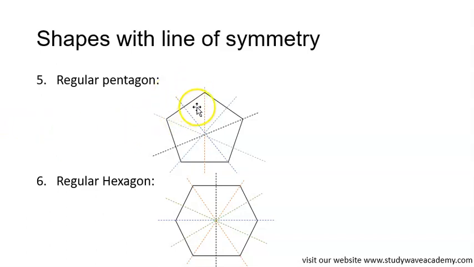What shape is this called? This is called a pentagon, a regular pentagon, okay? So how many lines of symmetry does a pentagon have? The pentagon has 5 sides, right? Let's see how many lines of symmetry it has. 1, 2, 3, 4, 5. A pentagon has 5 symmetry lines.